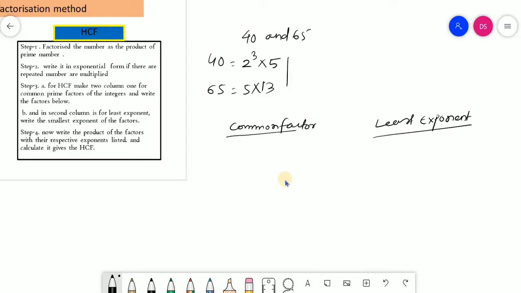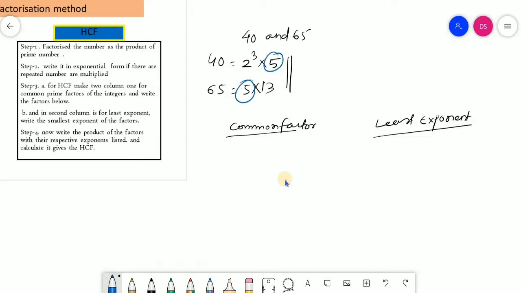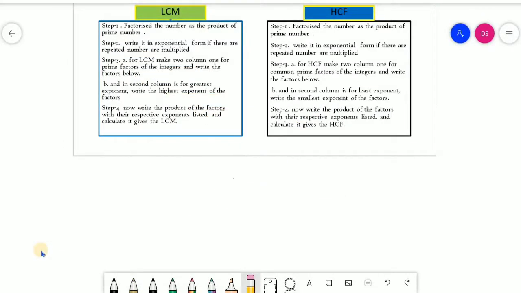Here in between these two factorizations, 5 is the common factor, so I can write 5 here, and the least exponent is 1 here. Okay, so the highest common factor will be 5. This one is the answer. Now I am taking another example.